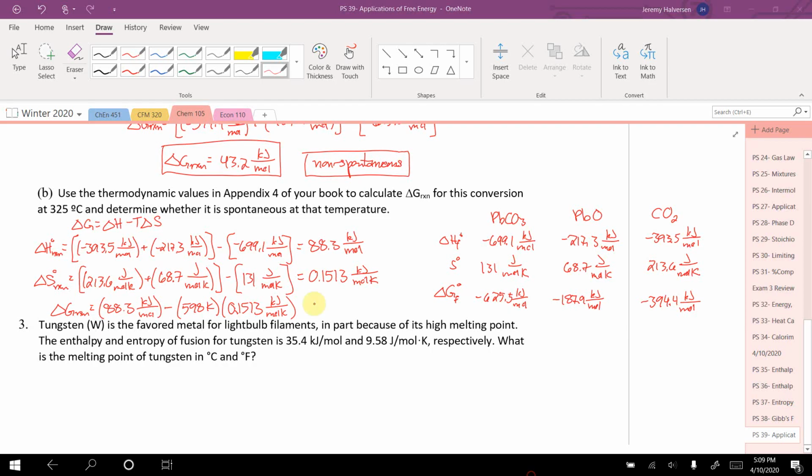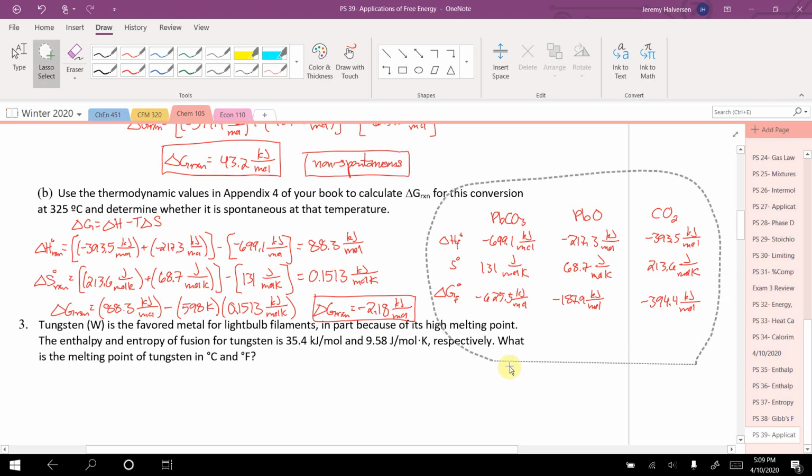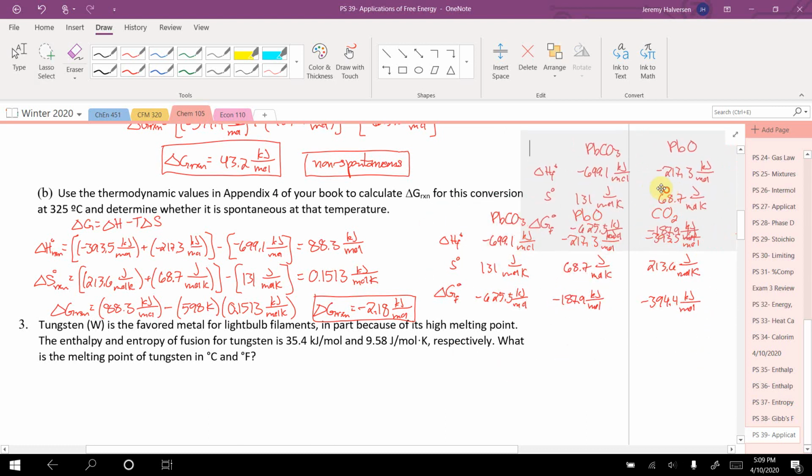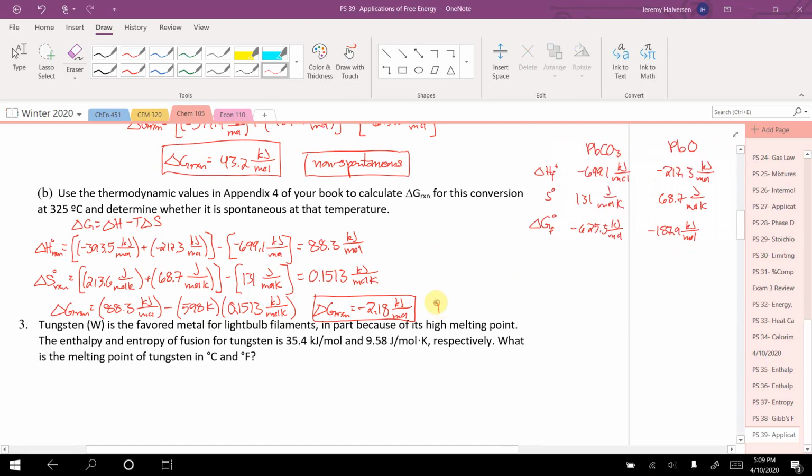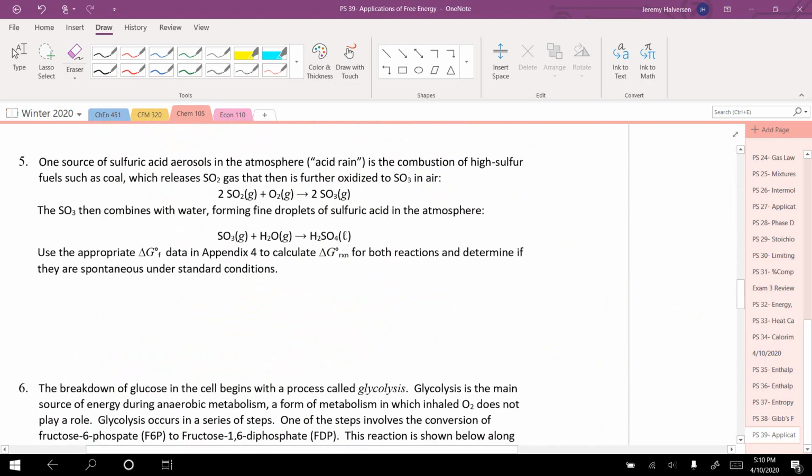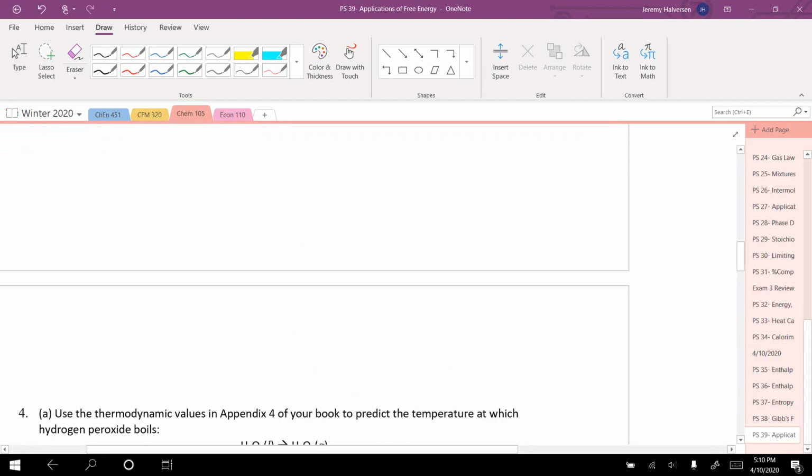And I get a value: delta G for my reaction at 325 degrees Celsius will be negative 2.18 kilojoules per mole. And therefore, at that high temperature, this reaction is spontaneous, whereas at the low temperature of 25 degrees Celsius, it wasn't. My mistake, sorry.